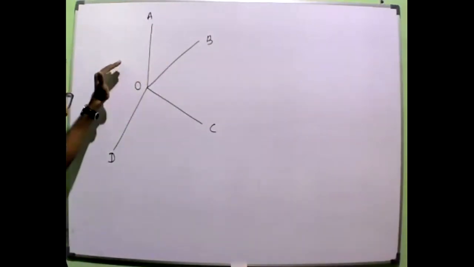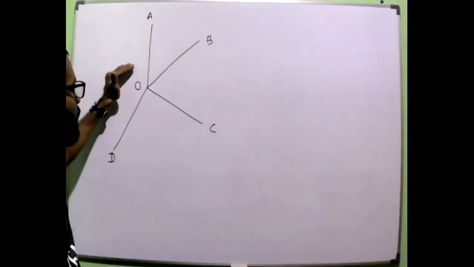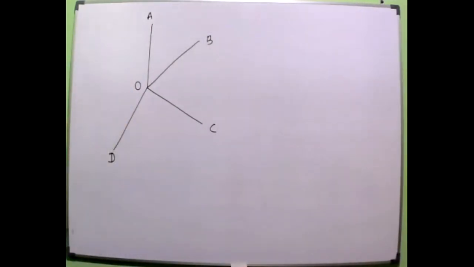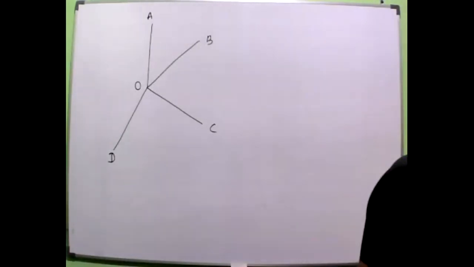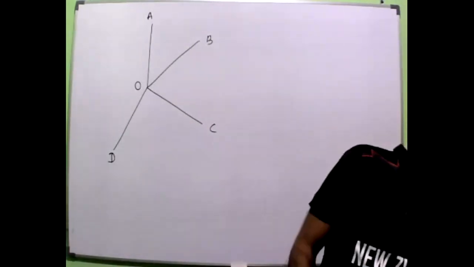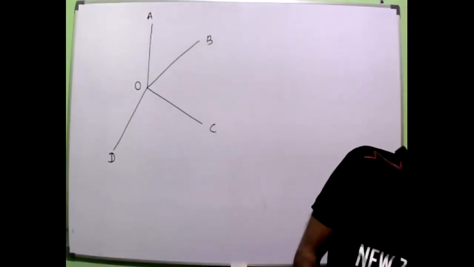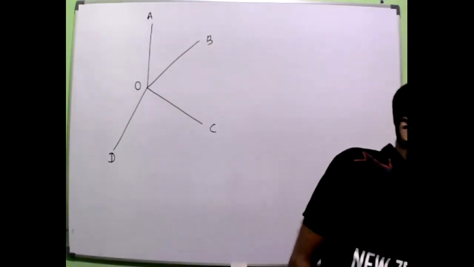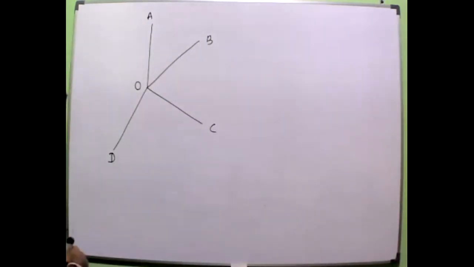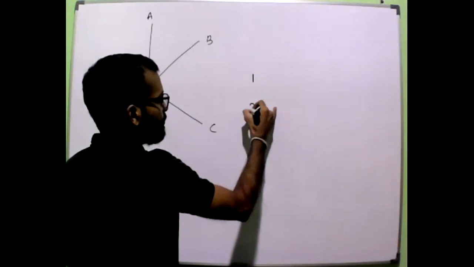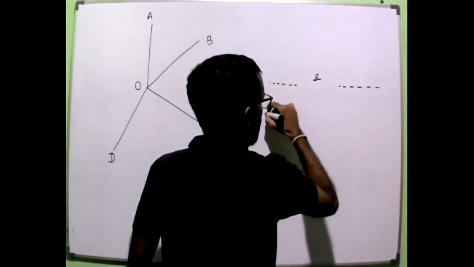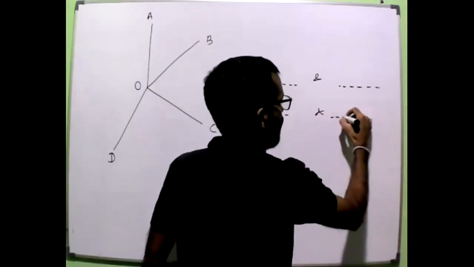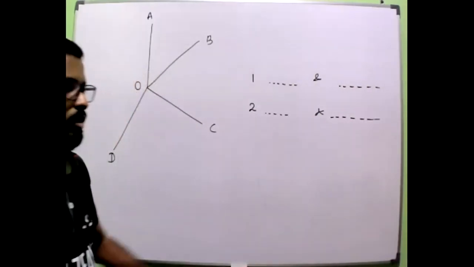Now, you should write what are the pairs that you can find here. So, what are the adjacent pairs? Adjacent pairs of angles that you can find here. Please try to write down two pairs. There are more than two, but first of all, try to write down two pairs.